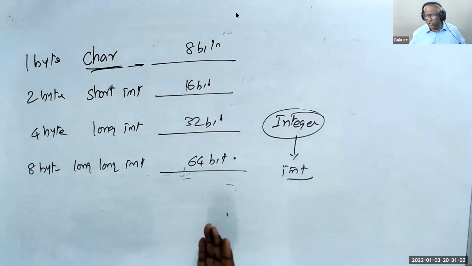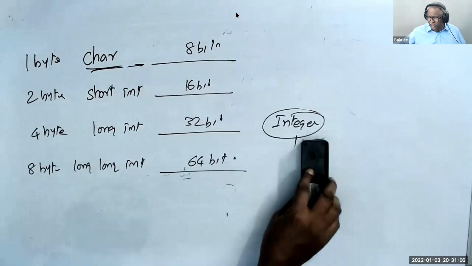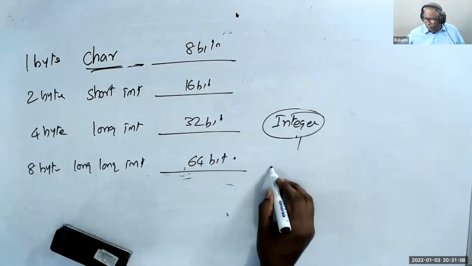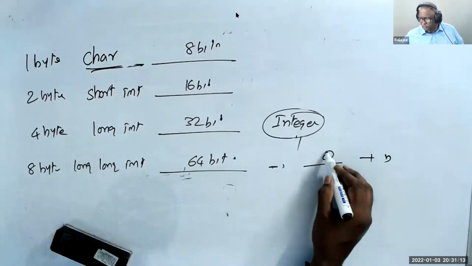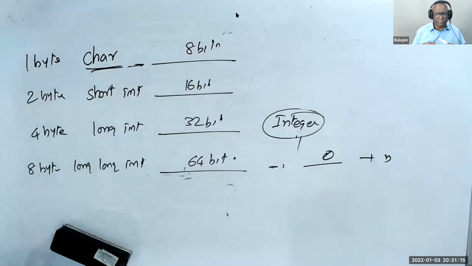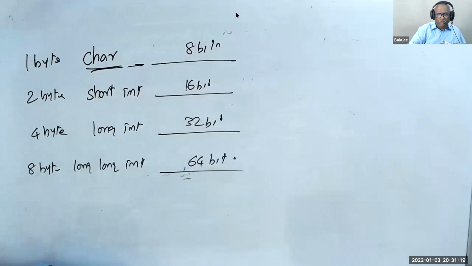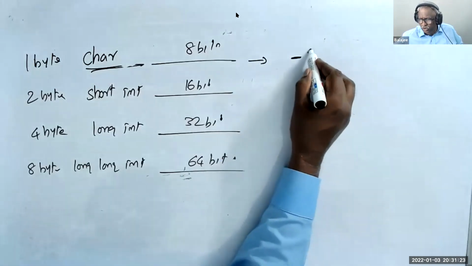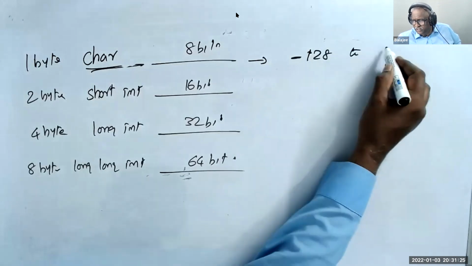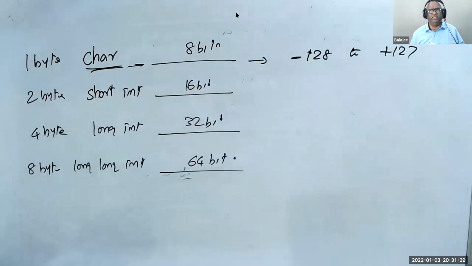Now, integer has natural numbers and negative numbers. Integer has minus numbers to plus numbers, including zero. That's what you call integer. So here, minus 128 to plus 127, that's what you can store. You cannot store any other thing.